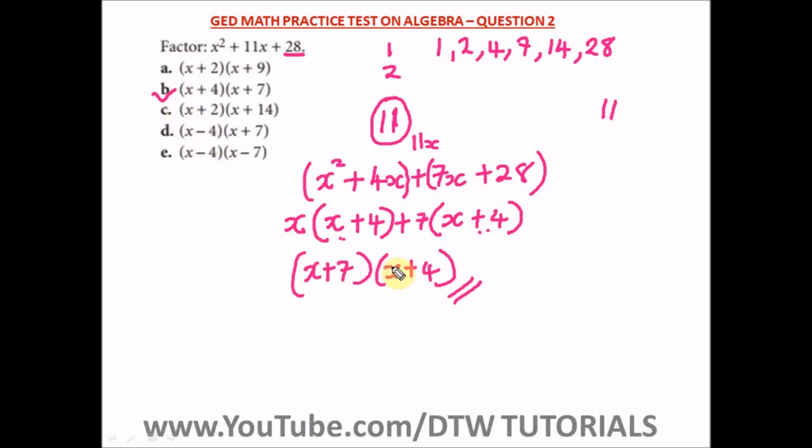And in algebra, it's always good to bring the lowest factor first. That's why you can see our answer says x plus 4, bracket, x plus 7. It's just like arranging your ABC, instead of bringing B first before A. So it's just arranging: the smaller number first before the bigger number. So this is our right answer.